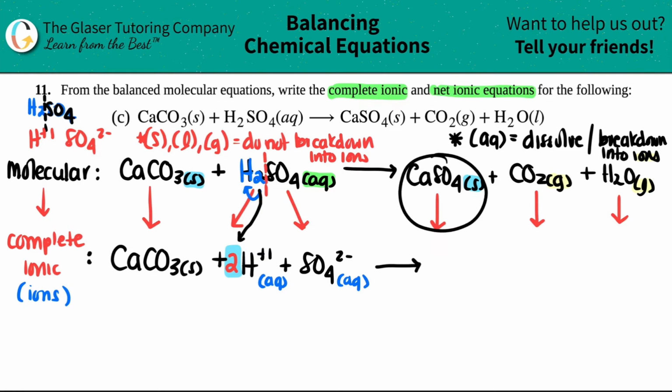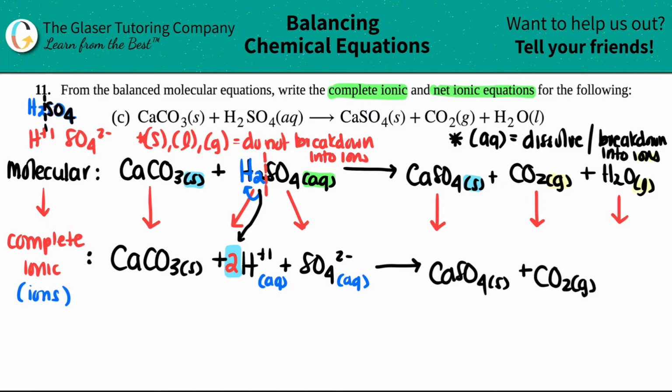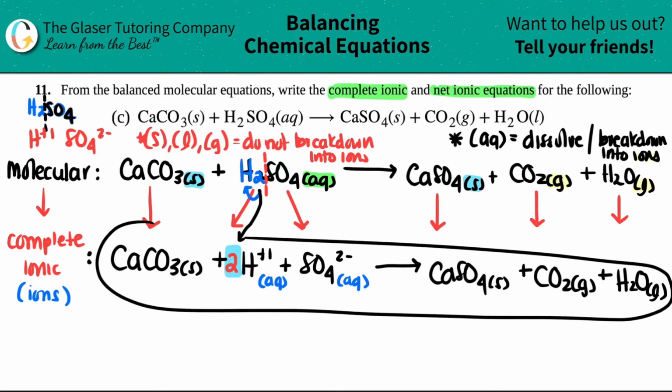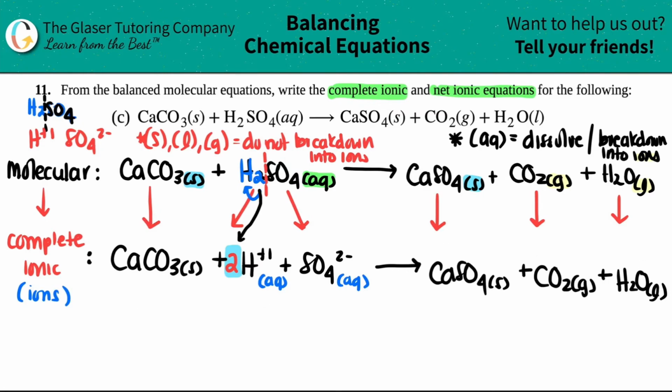This is a solid, so I can't do anything with that. That stays. This is a gas. I can't do anything with that, so that stays. CO2 gas. And then H2O is a liquid. That's the end of that. And now we have our full, complete ionic equation. So write that down.